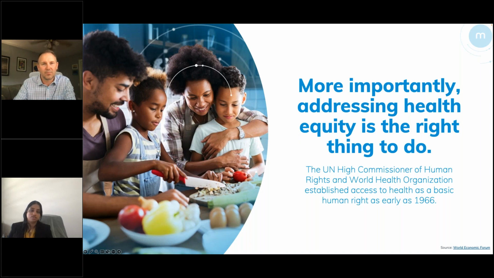And this is a really interesting stat that I had come across: the United Nations High Commissioner of Human Rights and the WHO identified health as a basic human right as early as 1966. The reason this really resonated with me is that health equity is also part of healthcare, right? I want all of you to think about how we can put health equity more meaningfully into the forefront of what we're doing, and how we, at mPulse, can work with you to ensure that we're doing it in a meaningful and authentic way, leveraging these digital scalable technologies.